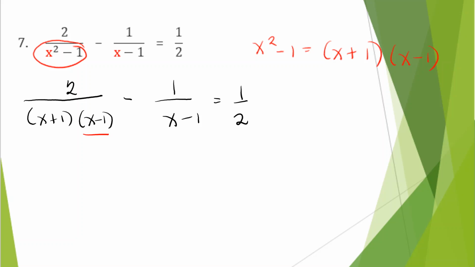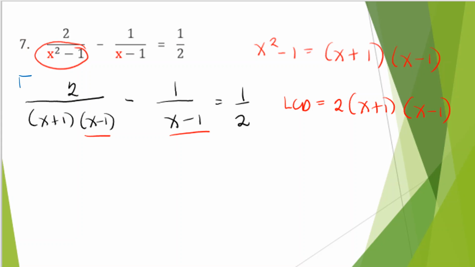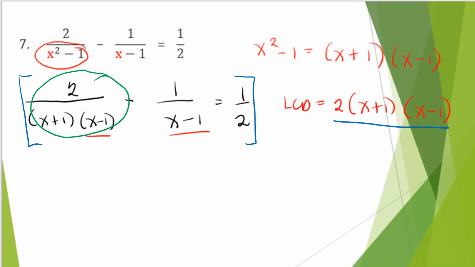Take note that we have the same factors. So the LCD is equal to 2 multiplied by x plus 1 multiplied by x minus 1. The next step is to multiply the equation by the LCD. Let's start with multiplying the first term with the LCD. So as you can see, we can cancel x plus 1 and x minus 1.